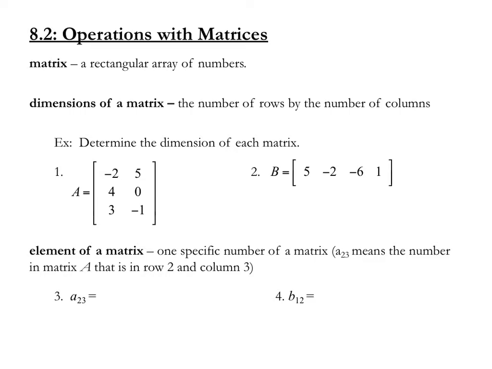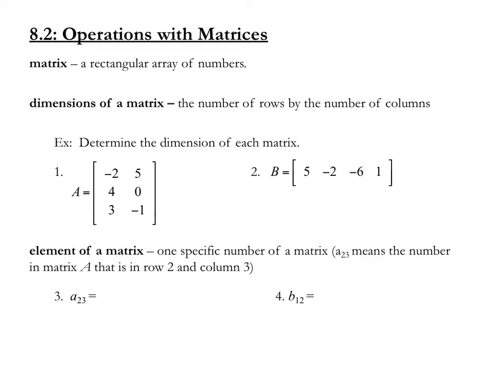So first off, what the heck is a matrix? A matrix is a rectangular array of numbers. So it's just a way of writing a group of numbers in rectangular form. They are used a lot in computer programming and things of that nature. Things with encryption use matrices.